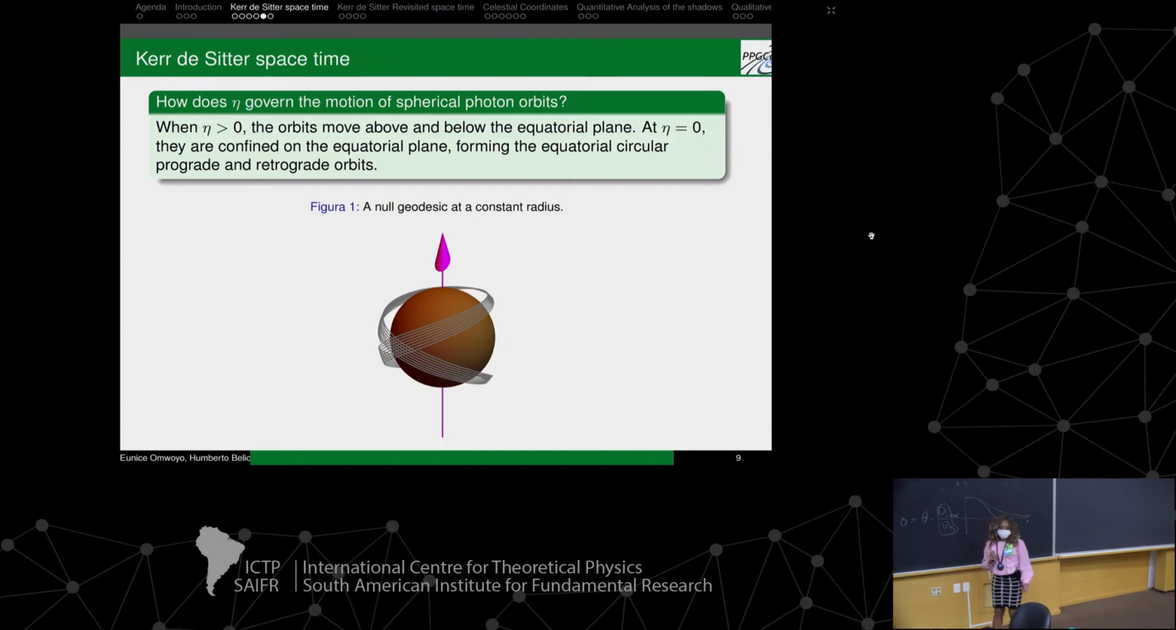For instance, when eta is greater than 0, here I've put an example of an orbit, some geodesics which I obtained in my other research. This geodesic is moving about. If you consider the black hole shadow, the black hole as a sphere, this geodesic is moving up and below the equatorial plane. So this happens when eta is greater than 0. But when eta is equal to 0, they will be confined on the equatorial plane.